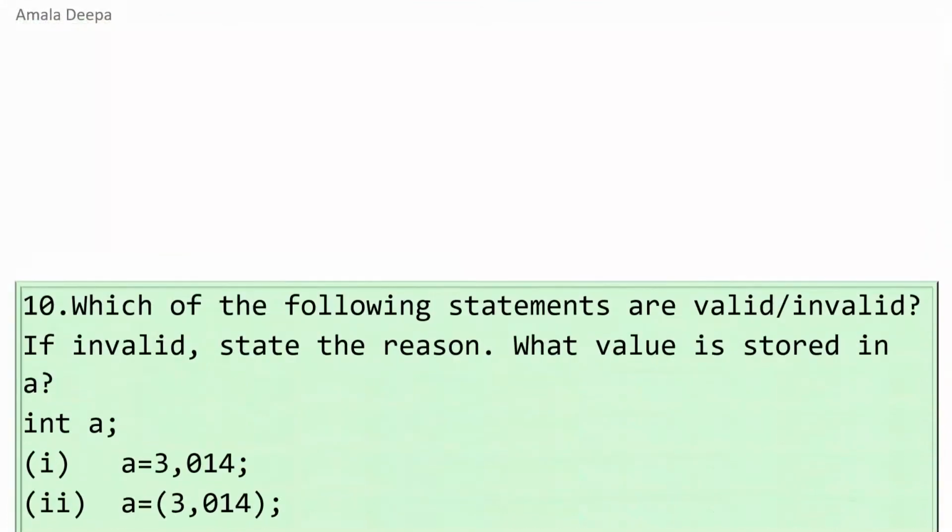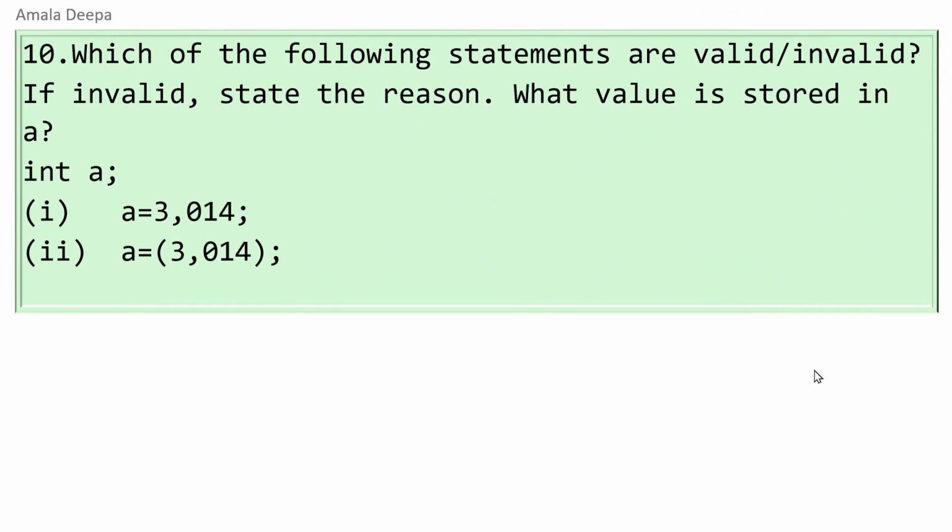The 10th question: which of the following statements are valid or invalid? If invalid, state the reason. What value is stored in A? int A; This is a declaration statement in which the variable A is declared as int.